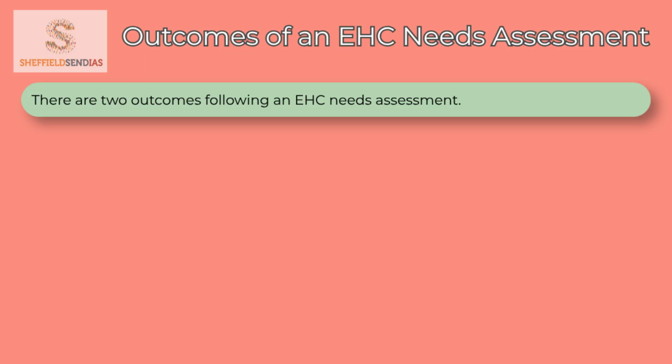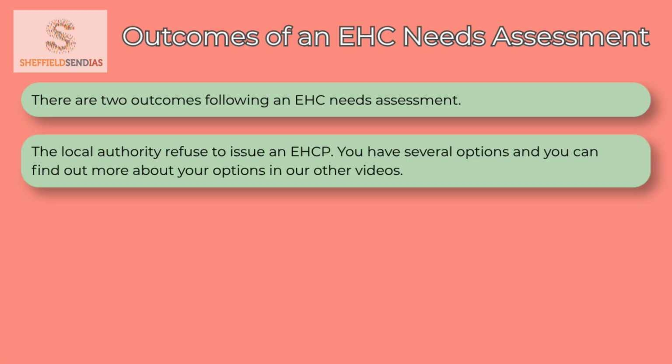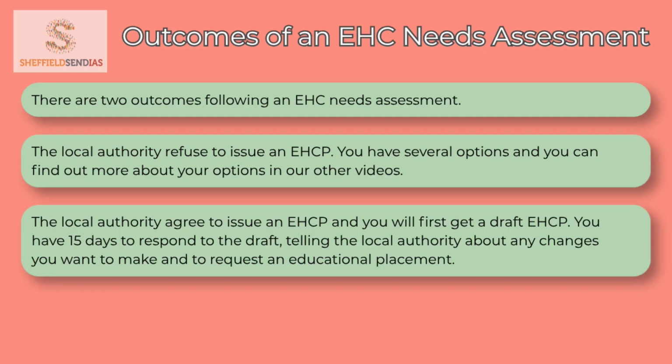There are two possible outcomes following an EHC needs assessment. The first one is that the local authority refuse to issue an EHC plan. The local authority will do this if they feel that your child's needs can be met in school without an EHC plan. You have the right to appeal this decision, and you can find information about this in the video description. The second outcome is that the local authority agrees to issue an EHC plan.